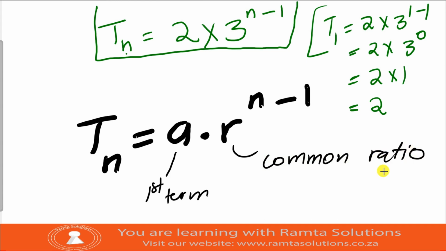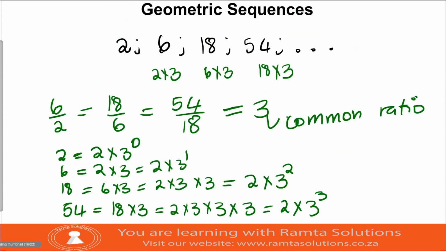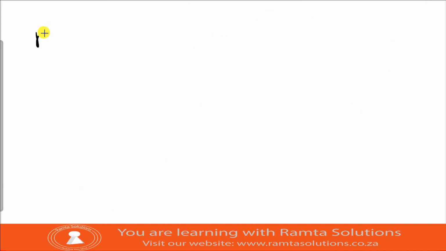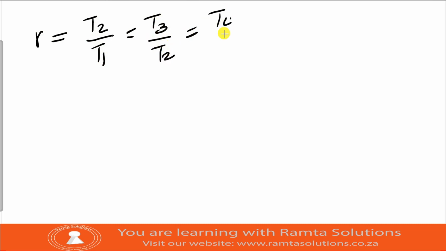Okay, this is the common ratio, and of course this is your n number. Now I had said to you, it looks like the common ratio is 6 divided by 2, 18 divided by 6. It looks like it is term 2 divided by term 1, term 3 divided by term 2, just like that. So I will say then that our common ratio is term 2 over term 1, which we can also say is equal to term 3 over term 2, or term 4 over term 3, and so forth.